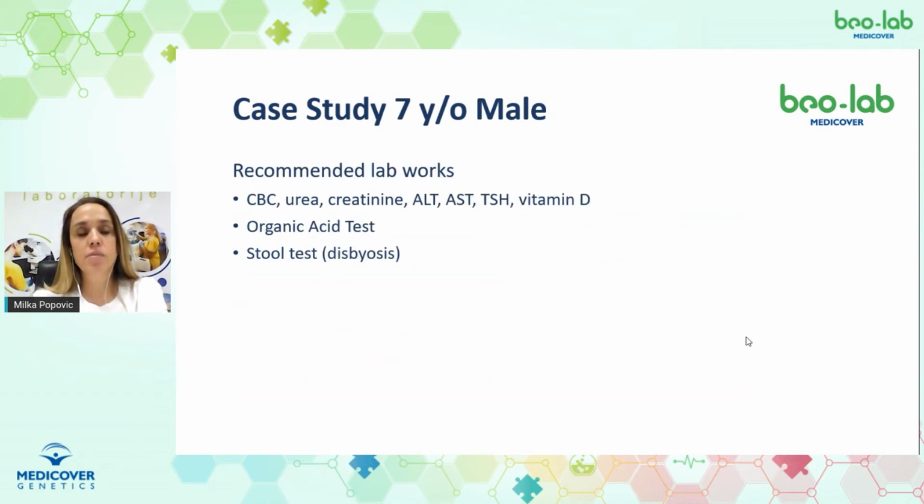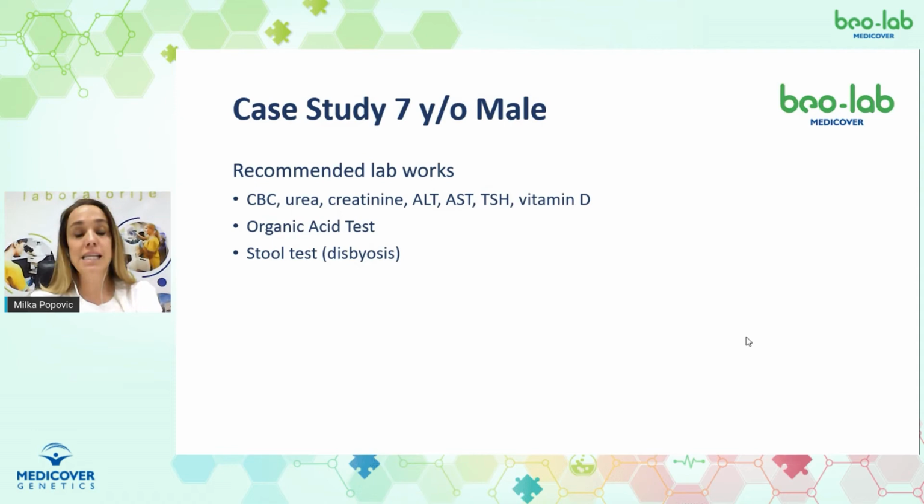I recommend that we run the basic lab work, such as the general things: CBC, urea, creatinine, ALT, AST, the liver enzymes, TSH. Why do I love these analyses? It's very important to look at the liver and kidney function. If you opt for a particular therapy with supplements, it's important for all this to be in order first.